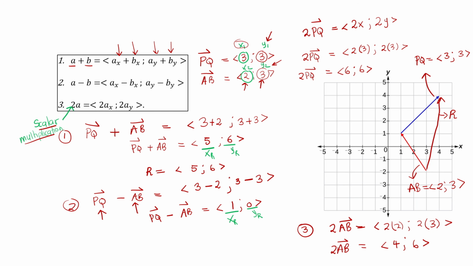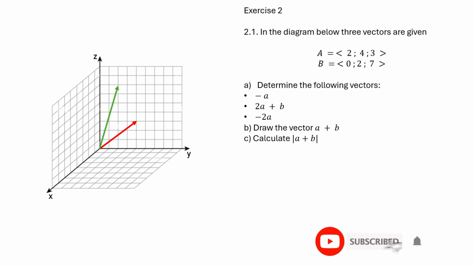So here I've multiplied my vector by a certain scalar. A scalar is just a number in this context. So basically that's how you combine the vectors. Let us look at this exercise 2.